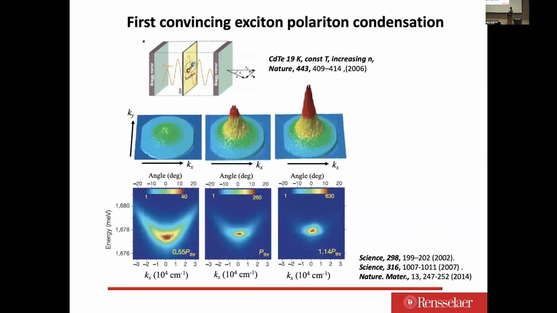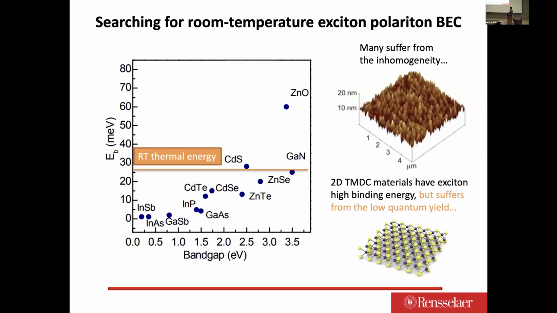Although the first experiment demonstrated that cadmium telluride can see the condensate at 19 Kelvin, it's still liquid helium temperature. It's not quite room temperature. So after this initial success, people started searching for room temperature exciton polariton BEC. The main problem is that in many of these inorganic quantum well systems, the excitons don't sustain room temperature thermal fluctuation.